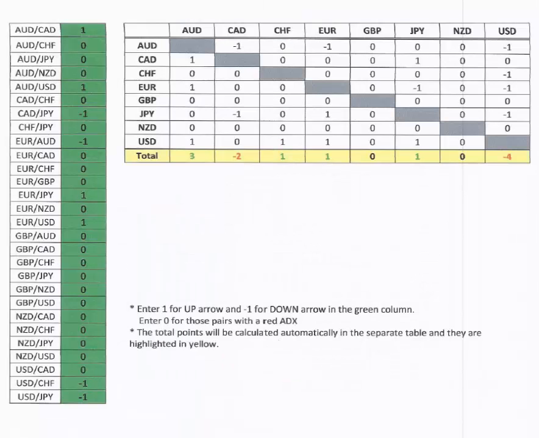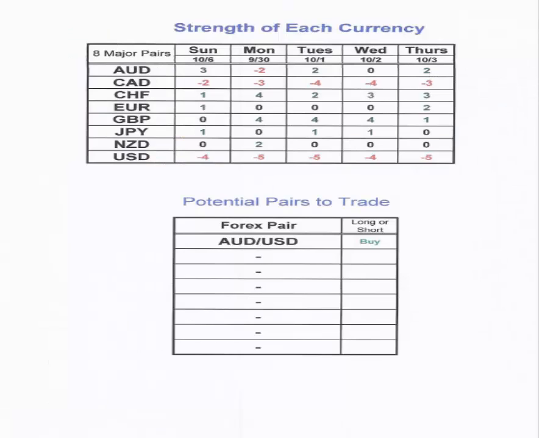What we do is we take the results from the ADX analysis and we plug it into our strength analyzer. This strength analyzer will give us the strength for each of the 8 currencies. From the strength analyzer, we put the results in this table. Today, on Sunday, we had 1 strong currency and 1 weak currency. We're only going to use strong currencies between +3 and +7 and weak currencies between -3 and -7.